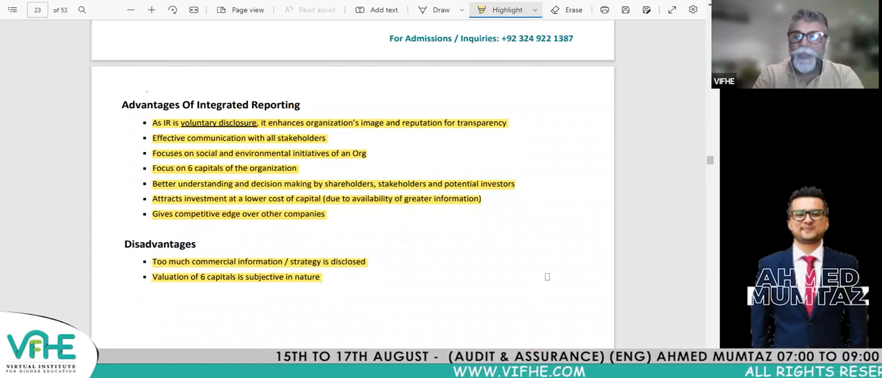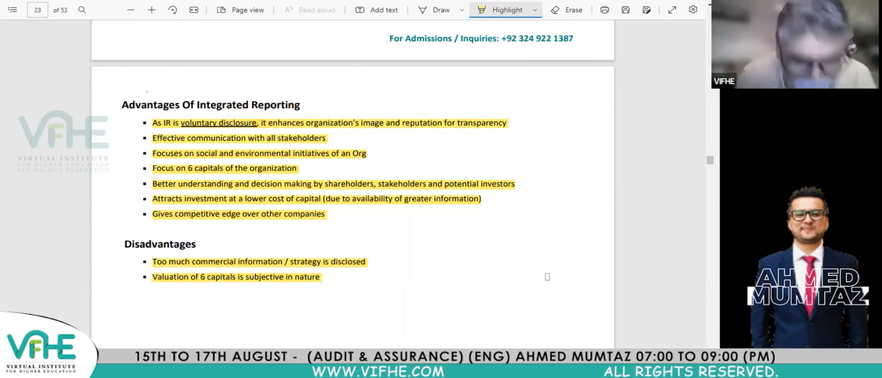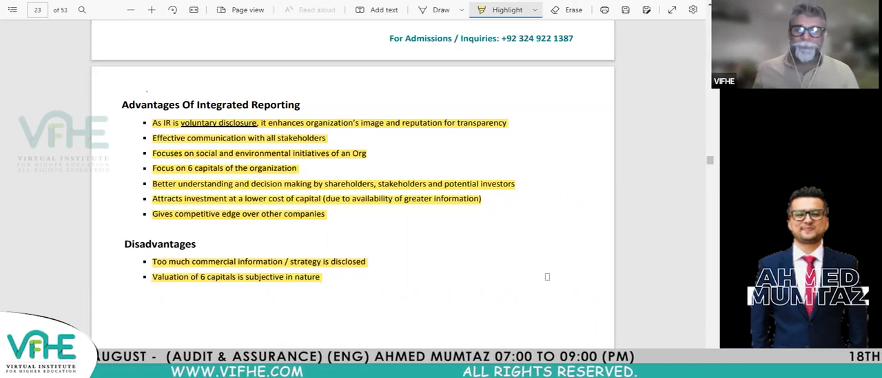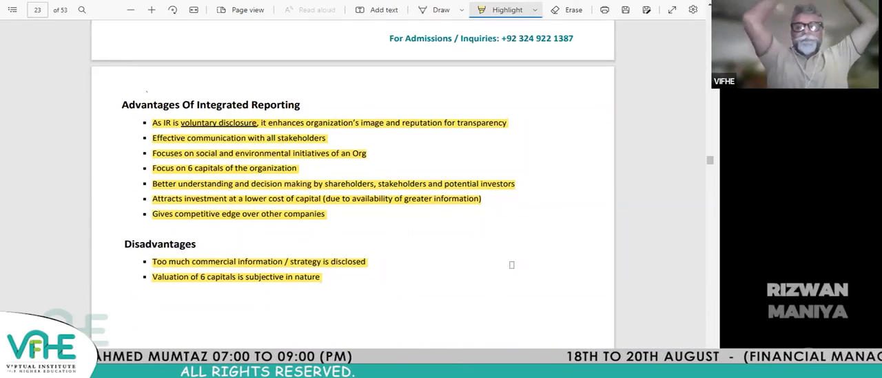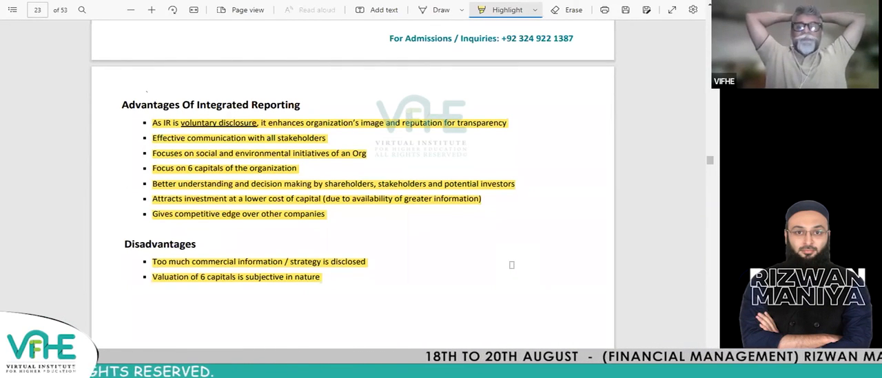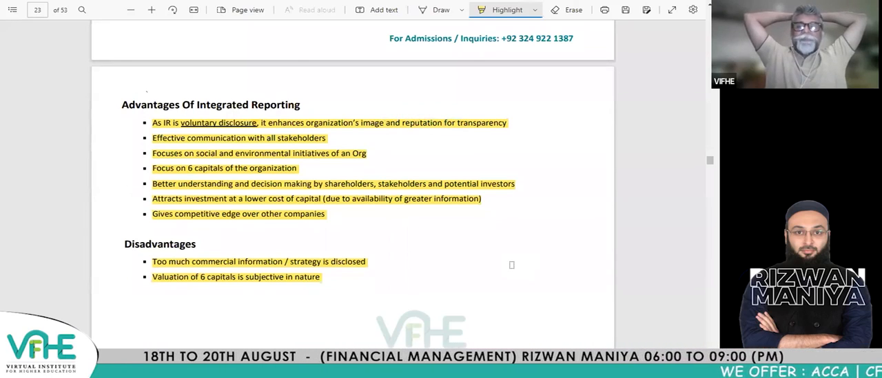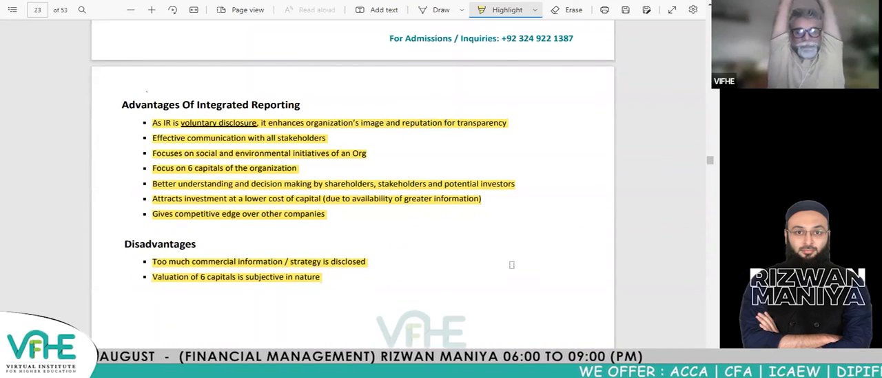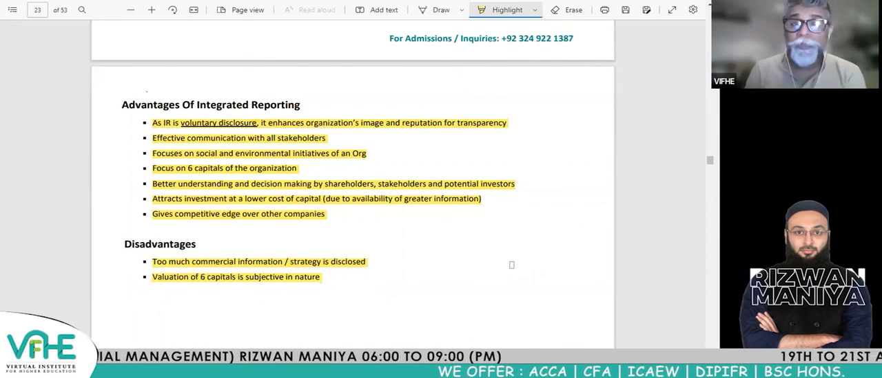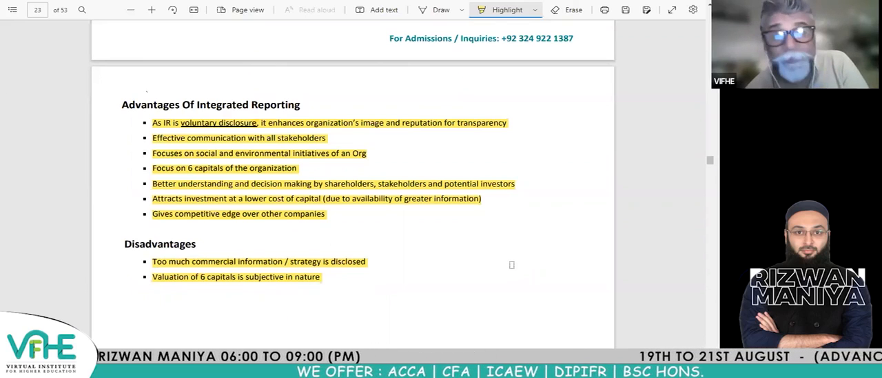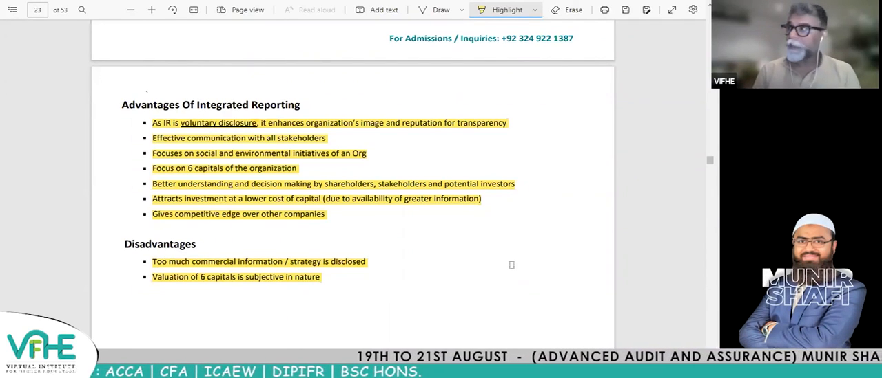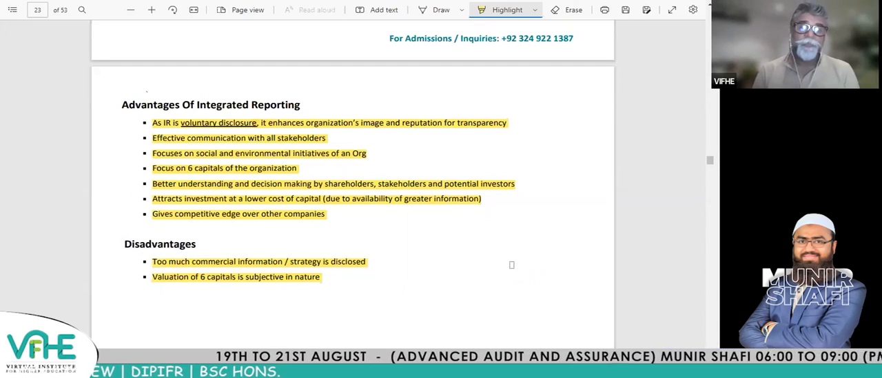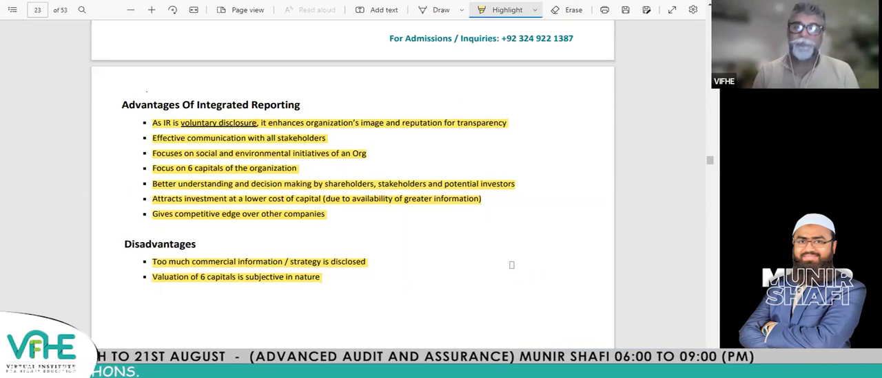All right. Now, have you guys ever seen an integrated report, a real life integrated report? Oh, some people have seen. So do you know ACCA publishes its IR? Yes. So for the last, I think 7 or 8 years, ACCA is already publishing its integrated report.